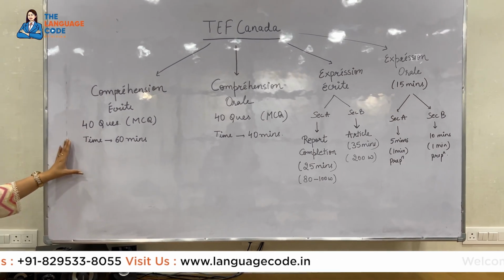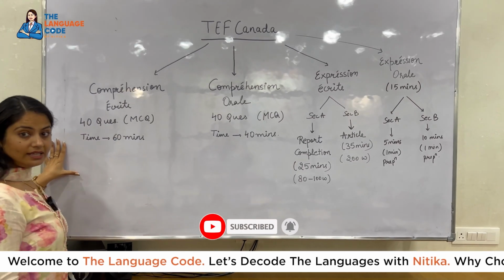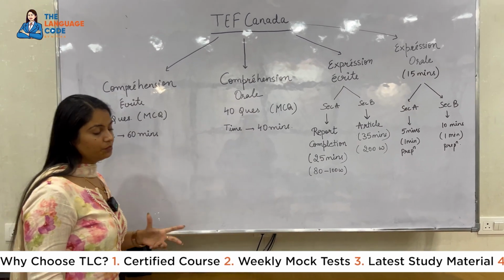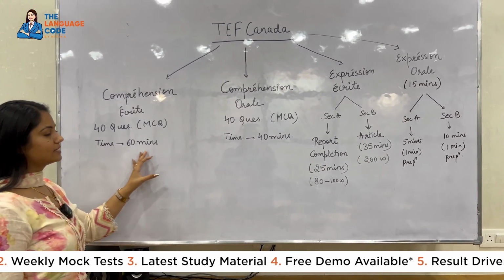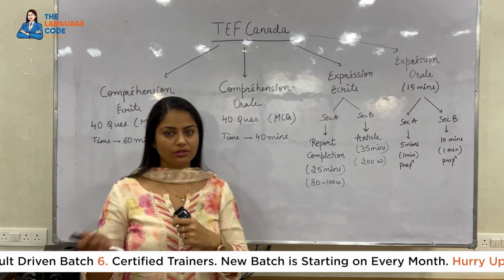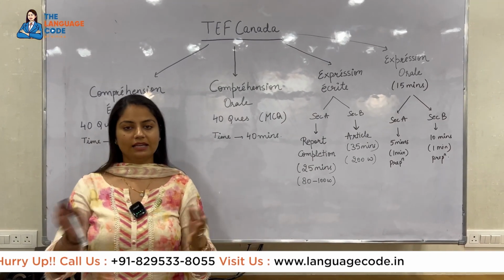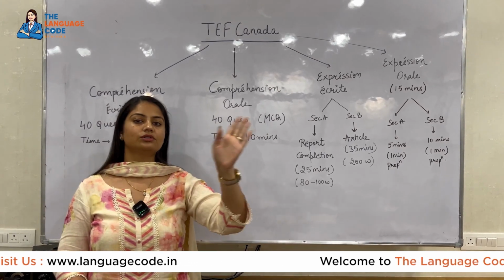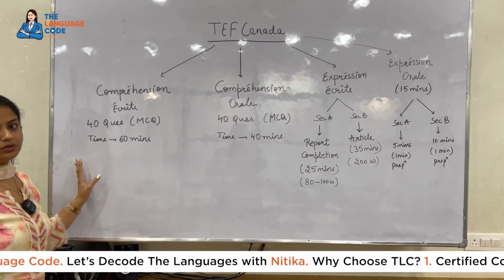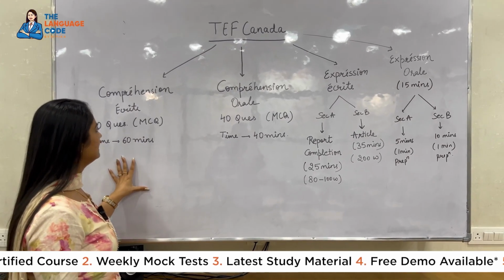Okay, let's start with the first part, that is comprehension écrite. In comprehension écrite, that is your reading section, you have 40 questions. The question type is all MCQ, and you have a time span of 60 minutes. So you have 60 minutes for 40 questions, and you can go back and forth on the screen. You can go to the first question, then the third question, then fifth, sixth. After doing the sixth question, you can also go to the second question. You have enough time to complete 40 MCQ questions of the reading passage.